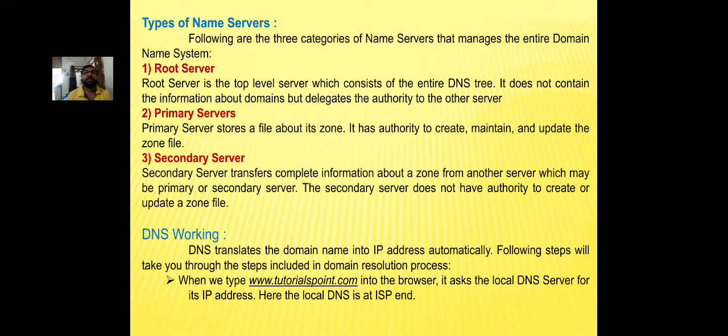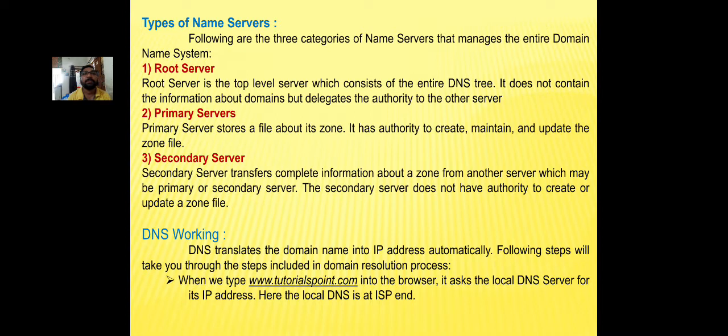The next topic, types of name server. Following are the three categories of name server that manage the entire domain name system. First is root server, second is primary server, and third is secondary server. Root server is the top level server which consists of the entire DNS tree. It does not contain the information about a domain but delegates the authority to the other server.